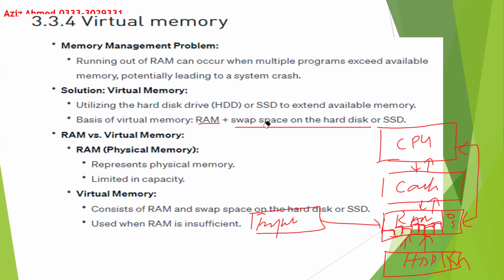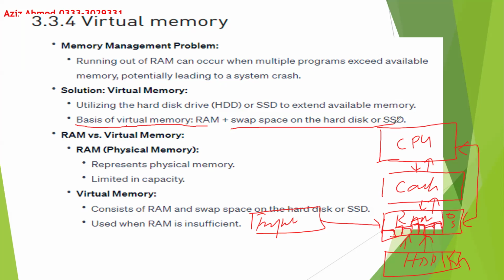Okay, you got these points? Yes. Basis of virtual memory: RAM. This is RAM. It's talking about this one. Okay. Plus swap space on the hard disk.